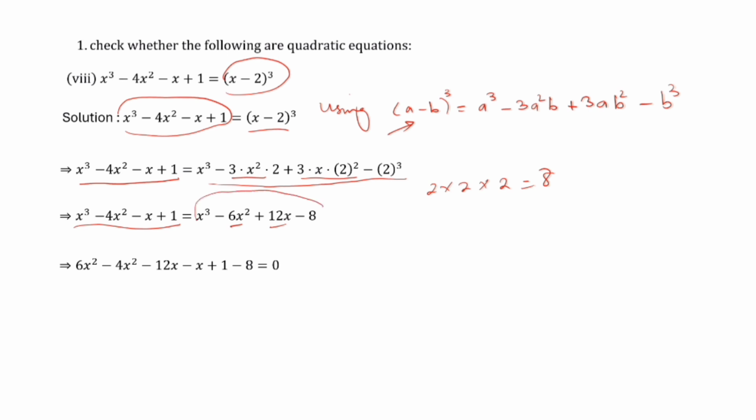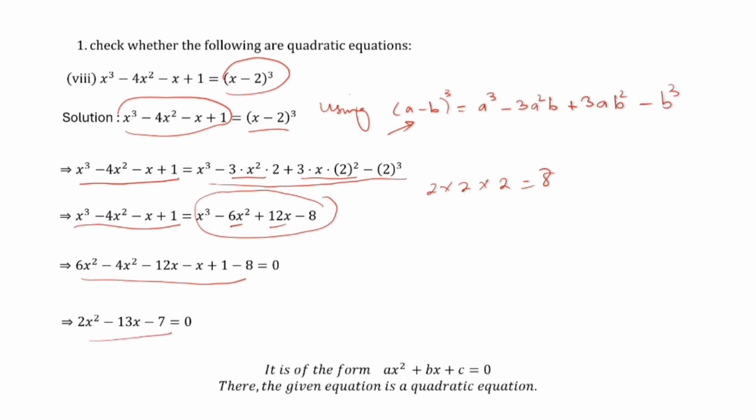All these right hand side I will carry to the left hand side, so I'll have this. So after simplifying, I will end up with this. So it is of the form ax squared plus bx plus c is equal to 0. Therefore the given equation is a quadratic equation.